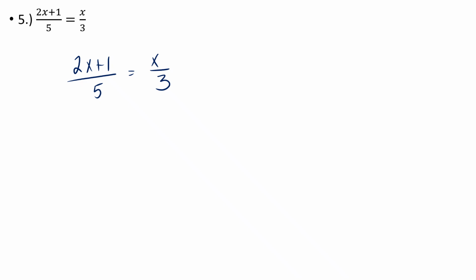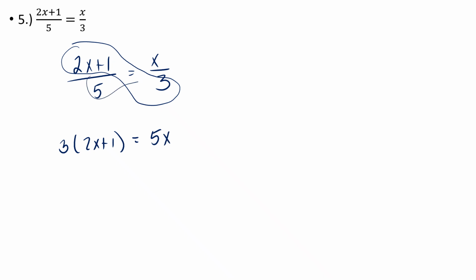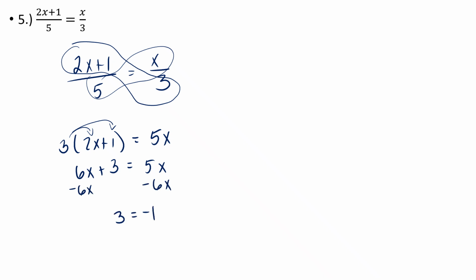So if these ratios are equal, then I know that the cross products will be equal. So this would be 3 times 2x plus 1 equals 5 times x. 3 times 2x is 6x. 3 times 1 is 3. And you can do this a couple different ways. I'm going to go ahead and subtract 6x from both sides to get 3 equals negative 1x. And then divide by negative 1, and I get negative 3 is equal to x.